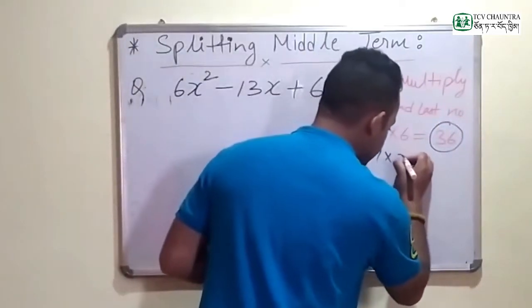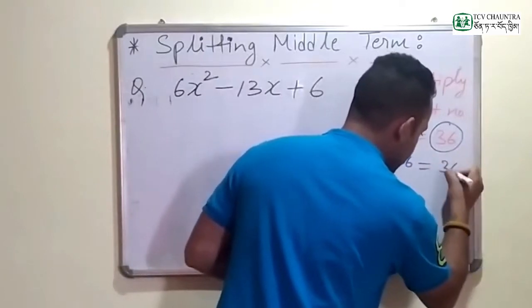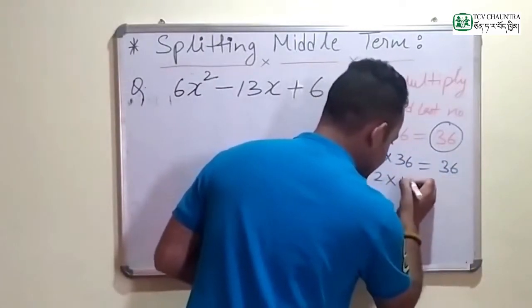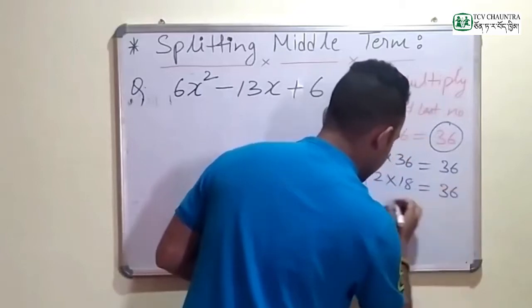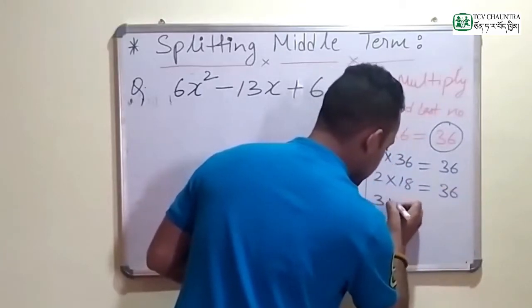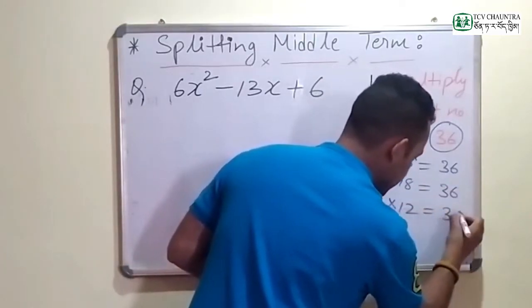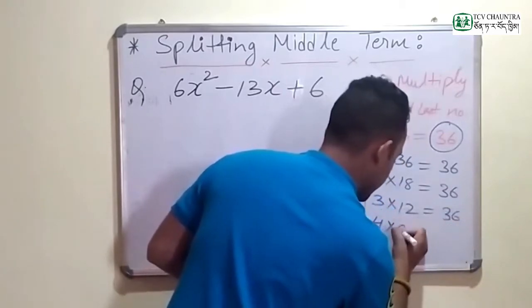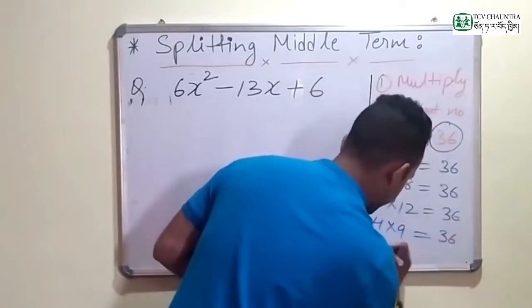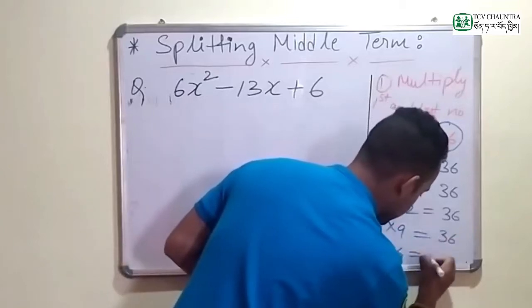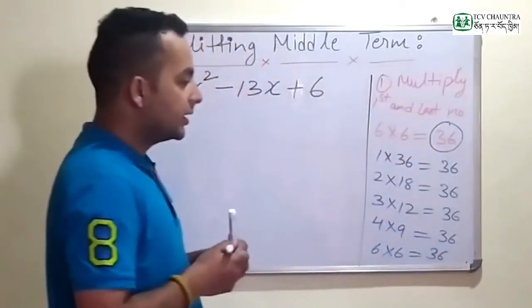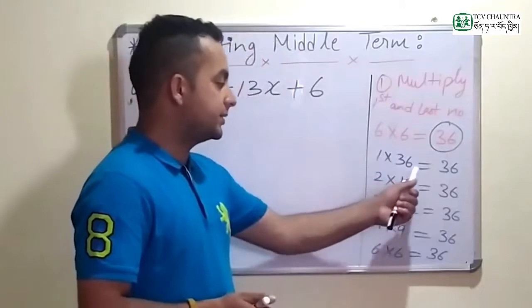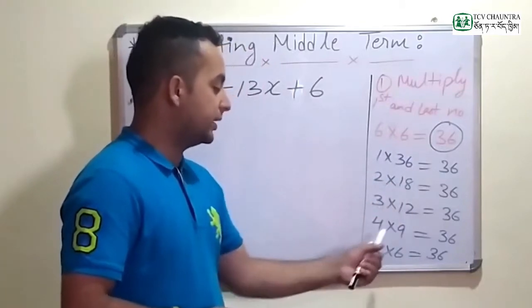The factors of 36 are 1 times 36 is 36, 2 times 18 is 36, 3 times 12 is 36, 4 times 9 is 36, and 6 times 6 is 36. So the factors of 36 are 1 and 36, 2 and 18, 3 and 12, 4 and 9, 6 and 6.